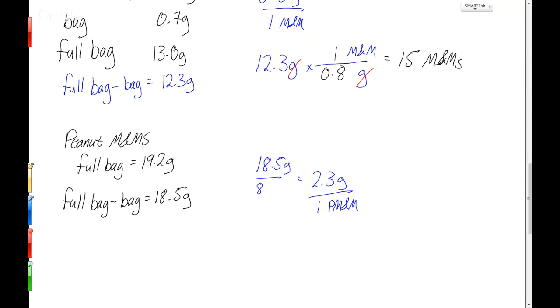Pretty good, right? 2.2? And I think these are a little less standardized because peanuts are not as homogeneous. Yeah, 2.5. So we're getting a little bit more variation in that, right?